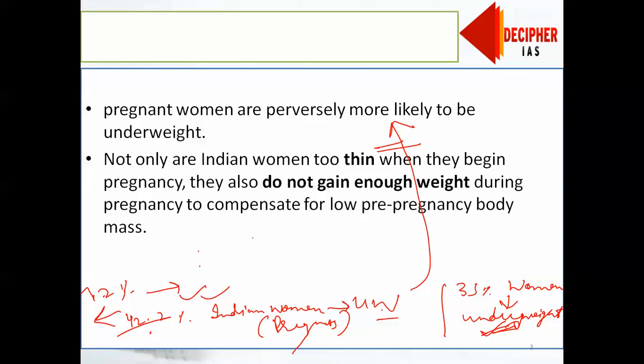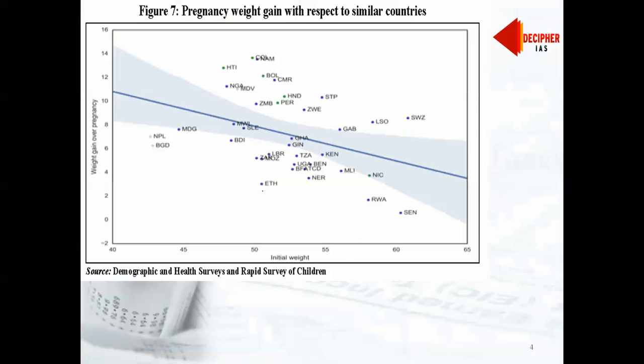Women in India gain only 7 kilograms during pregnancy, only 7 kilograms, when the average weight gain as defined by WHO is 12.5 to 18 kilograms. See what a huge difference this is. At least 5.5 kg below the minimum limit. Okay, so let's move ahead.